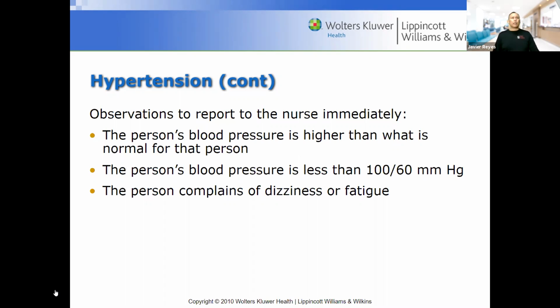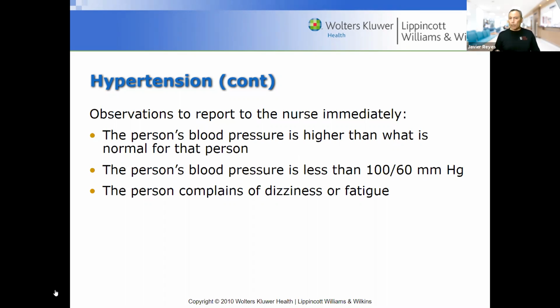So observe the patient and report immediately if the pressure is higher than their normal. Okay, again, their normal, or even if it's lower than the parameters, especially if the patient has the symptoms of low blood pressure, such as they get dizzy, they're weak, they're tired. Okay, what do we do? Well, right away we need to elevate the extremities. Okay, report it to the nurse.